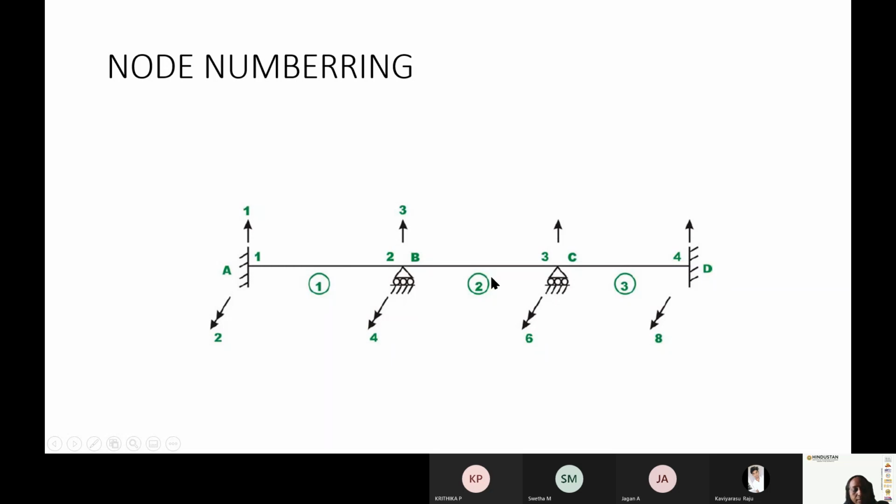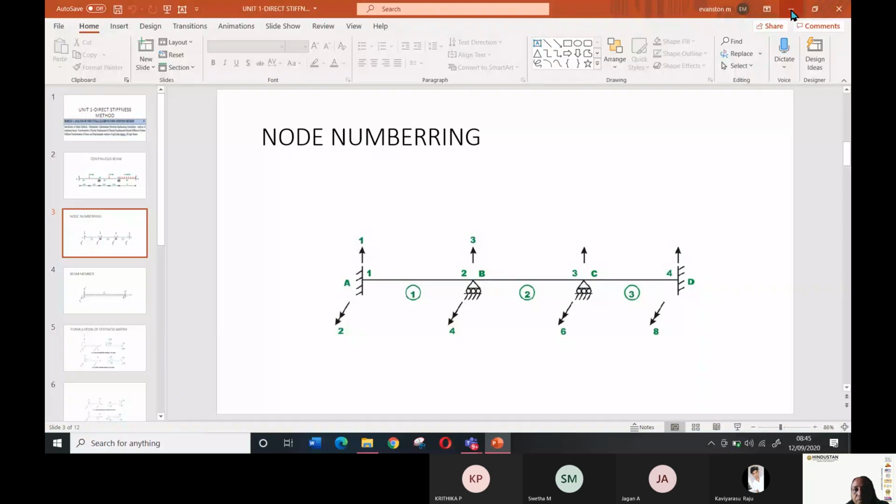If you are not able to understand, I will explain with one more diagram. Wait a minute. I thought you may be familiar with all these words, rotation and translation. Wait a minute.